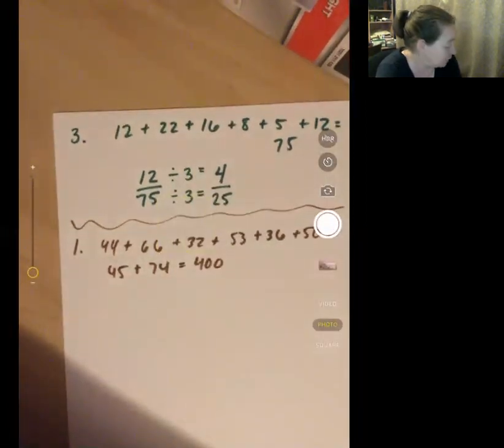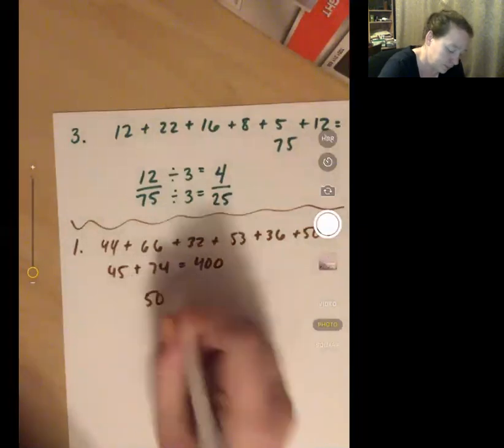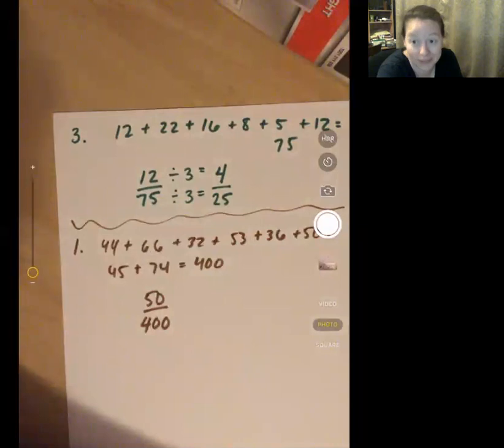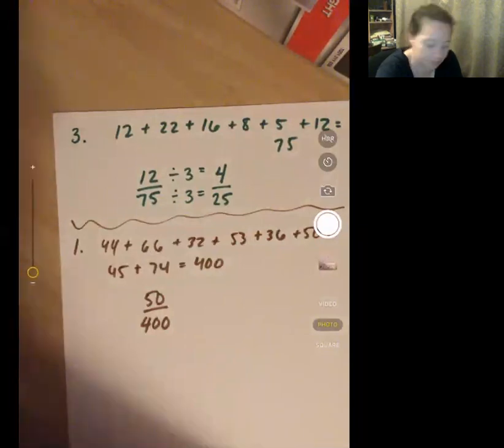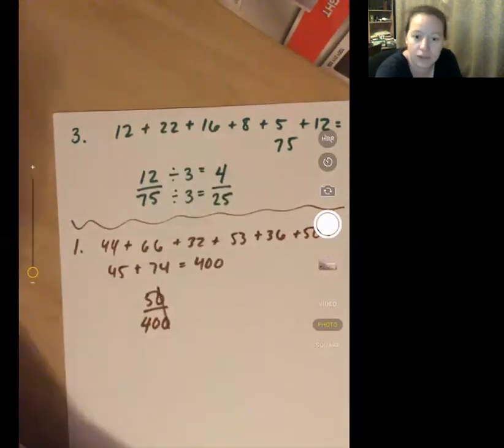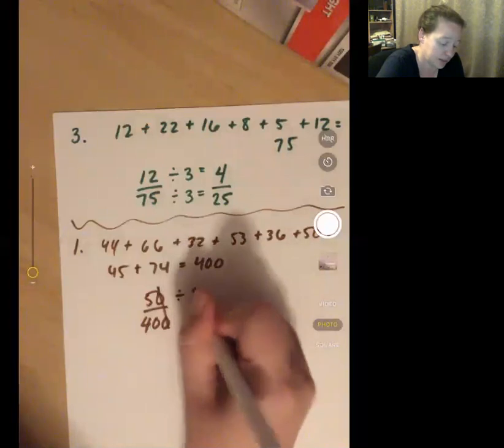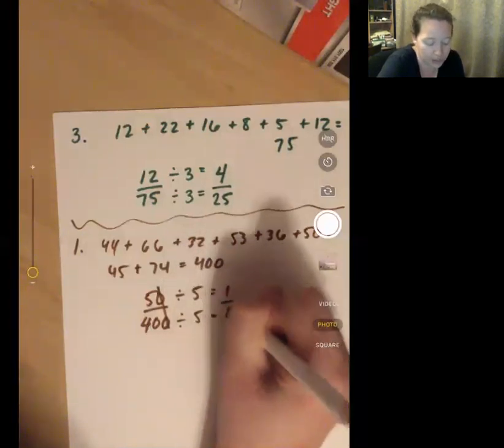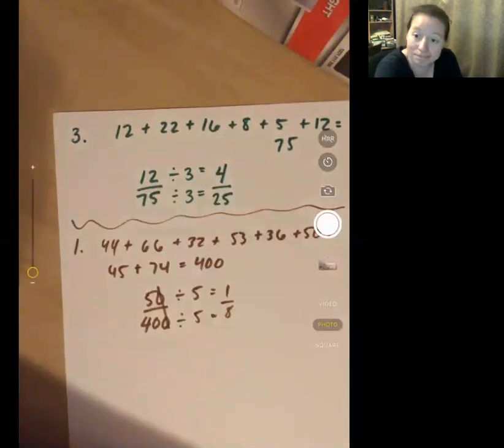Okay, I now need to figure out women 22 to 39. It says it's 50. So I have 50 over 400. Once again, I have a 0 at the end. I can get rid of that. So I have 5 over 40. Well, I know I can take a 5 out of both 5 and 40. So let me just do that. 1 over 8. There we go. Can't go any lower than that.